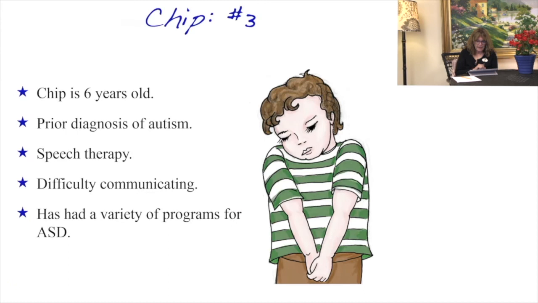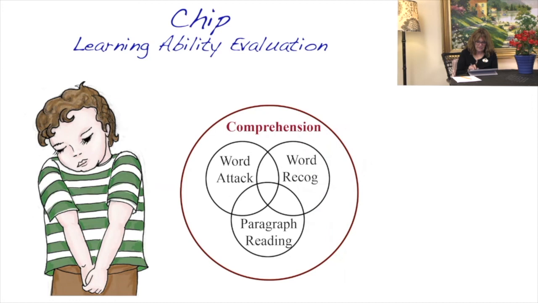Now, that takes me directly to the last case study, and that's Chip. He's 6 years old. His prior diagnosis was autism, and he's on the autistic spectrum. He's had a lot of speech therapy, he has a lot of difficulty communicating, and he has had a variety of programs for ASD. So here we go, let's take a look at Chip.